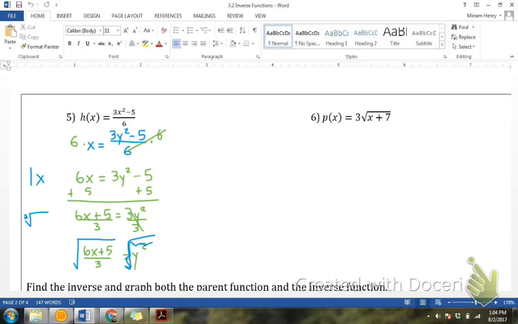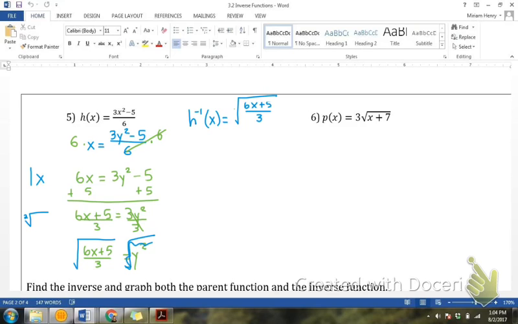And so we had h inverse. So I'm going to say h inverse of x equals the square root of 6x plus 5 all over 3. Please make sure that your entire fraction is underneath the radical. So your radical should not look like this. That will not be the same answer. Your radical needs to dip all the way down and get that 3. Okay? You can put a 2 out there if you'd like to. Sure.